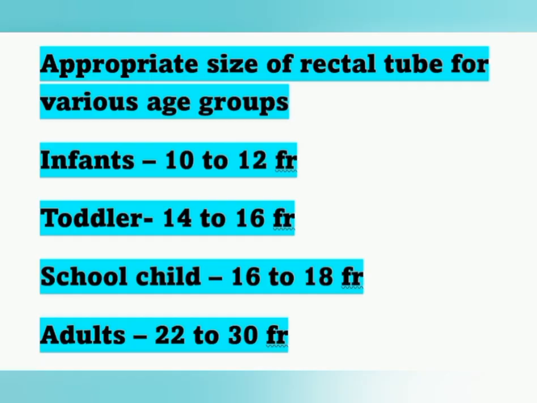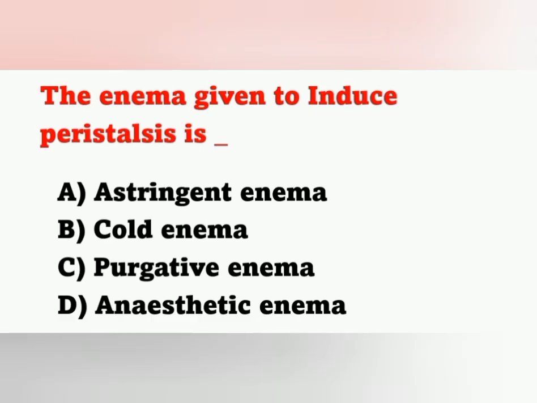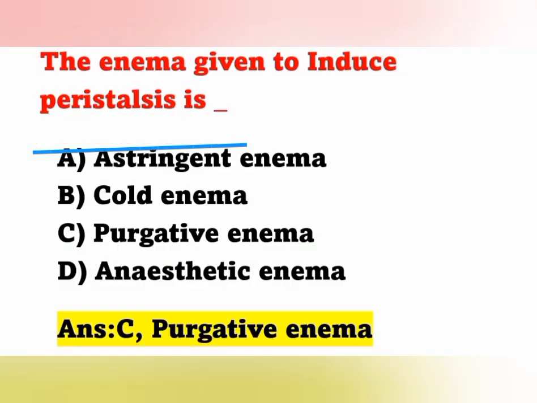The next question is, the enema given to induce peristalsis is? Option A, astringent enema. Option B, cold enema. Option C, purgative enema. Option D, anesthetic enema. Which type of enema is given to induce peristalsis? The correct answer is option C, purgative enema.